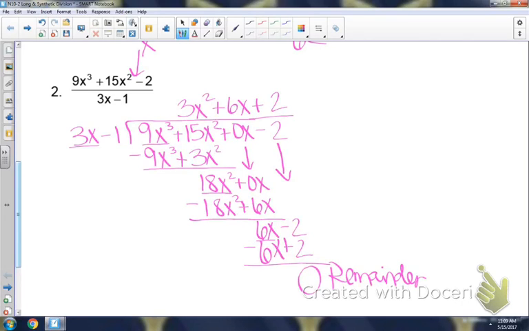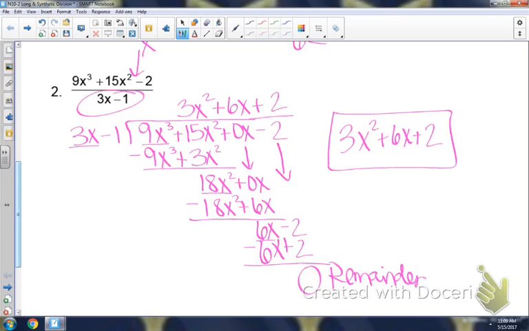So when we divide, we get 3x squared plus 6x plus 2. Once you get that answer, since you don't have a remainder, you could check it by multiplying by your denominator, and then it should give you back your numerator once you combine your like terms.